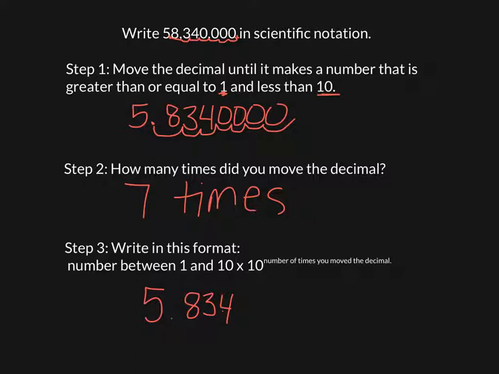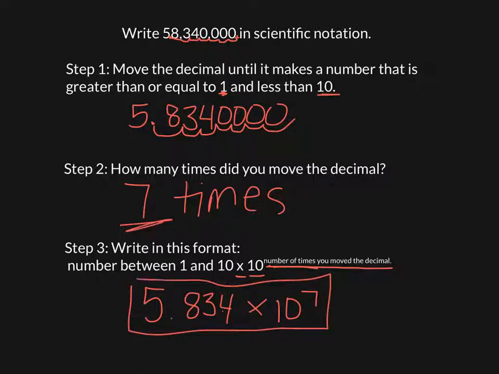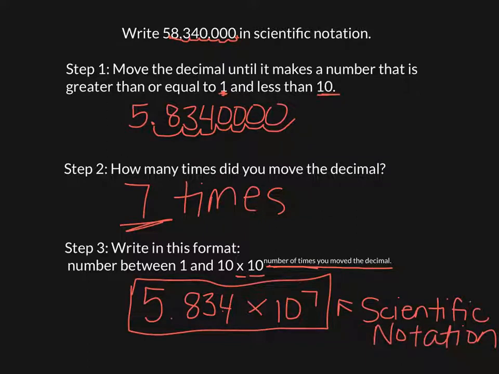Then you're going to write multiply by 10, written in exponential form. Your exponent will be the number of times you moved the decimal, which in this case was 7. 10 to the 7th power. So this right here, you guys, is written in scientific notation. If they're asking you to write something in scientific notation, they're looking for this format: a number between 1 and 10 times 10 to the number of times you moved the decimal point.